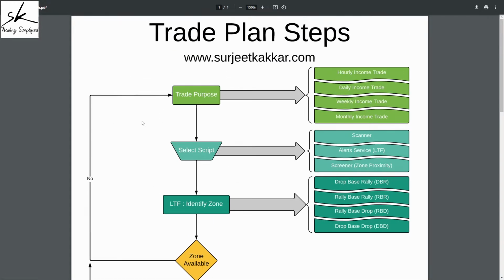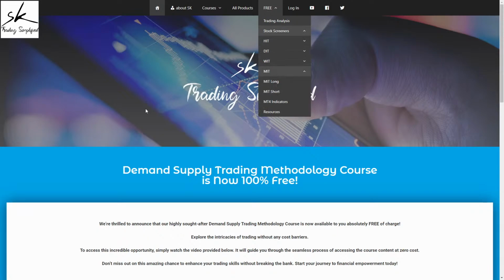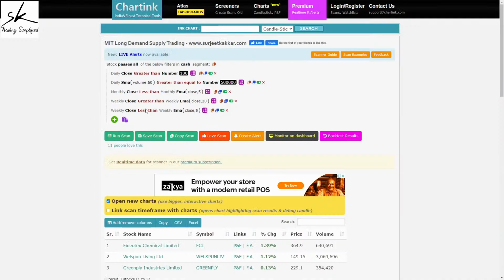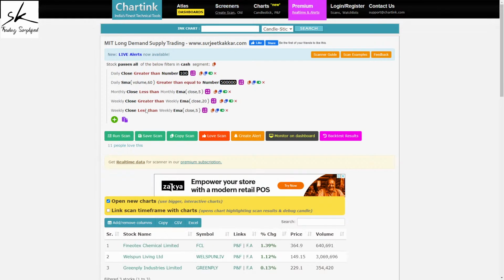So like I said, once you go to our website, under the free tab, you have the stock screener option. Because I opted that I want to plan monthly income trades, I can click on MIT. I can run the long scan and the short scan. So here you can see that the long scan is generating 3 results for me, and the short scan is not generating any results for me. So this can happen at times that your list might be a very small list, or maybe you're not getting even a single result.